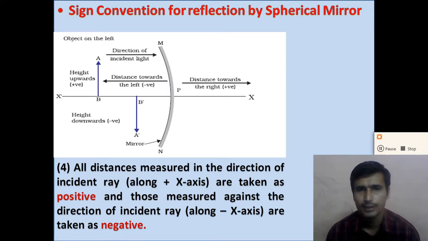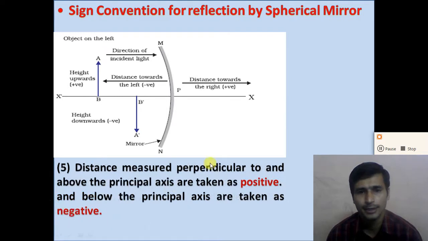Understand the 4 points, right? Distance towards the right of the mirror is considered as positive, and the distance towards the left of the mirror is considered as negative. Now, the next point, the last point of the sign convention: the distances measured perpendicular and above the principal axis are taken as positive. So height above the principal axis is taken as positive, and height below the principal axis is taken as negative.